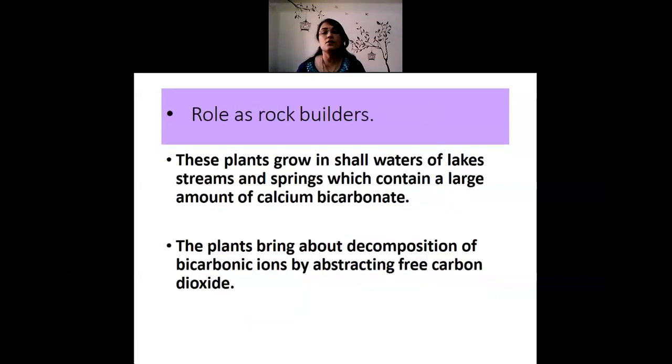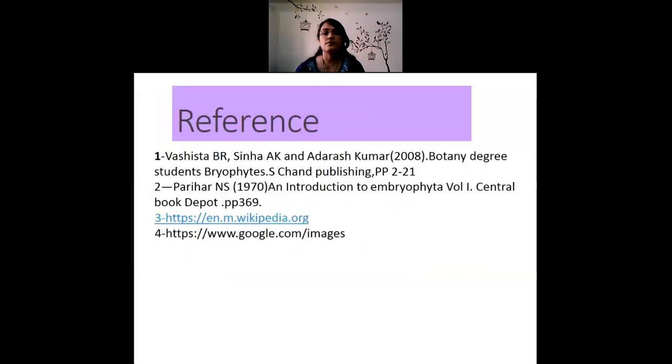One more reason is that they work as rock builders. That is, plants grow in small, shallow waters of lakes, streams and springs, which contain a large amount of calcium carbonate. These plants bring about decomposition of these bicarbonate ions by abstracting free carbon dioxide, and hence the calcium carbonate is deposited and forms a stratum or stony material, leading to the building of rocks.